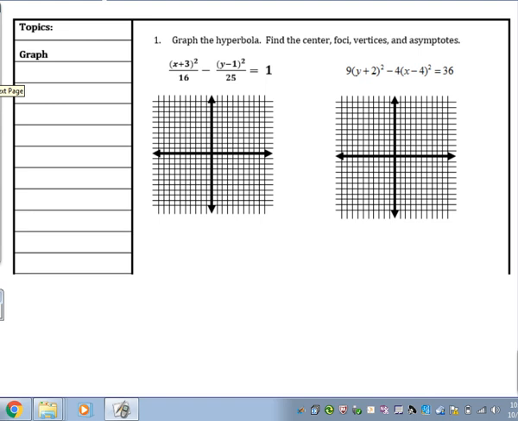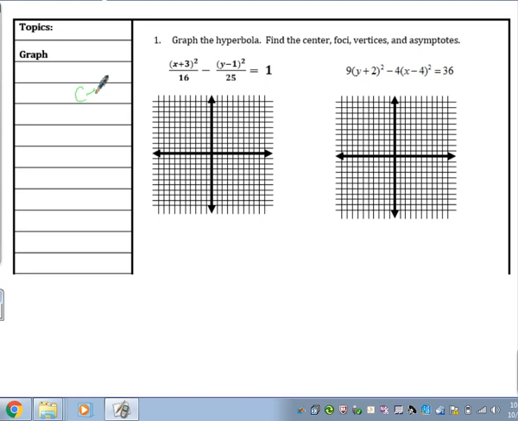Let's do some graphs. Like I said, these are actually pretty easy to graph. It's just getting all of the parts that gets a little tedious. Here, we need to find the center, the foci, the vertices, and the asymptotes. This is a lot easier to graph than it is to get all the parts down. So let's do the graphing.